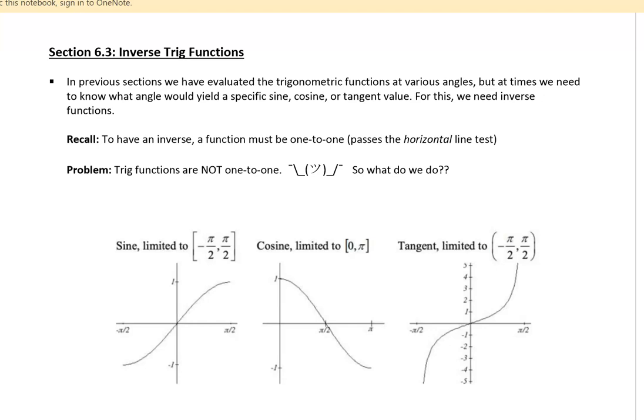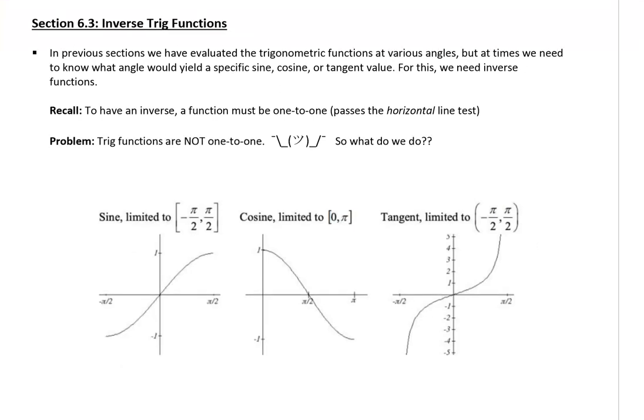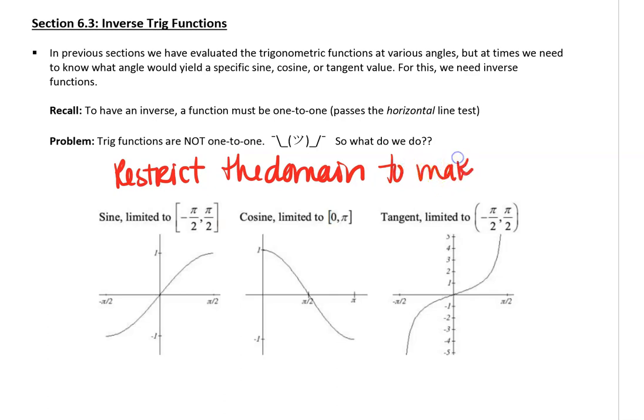So what do we do? Well, we are going to restrict the domain, and we're going to restrict it in such a way as to make it 1-to-1. We're going to cut it down into a certain area so that we pass that vertical line test and that horizontal line test.